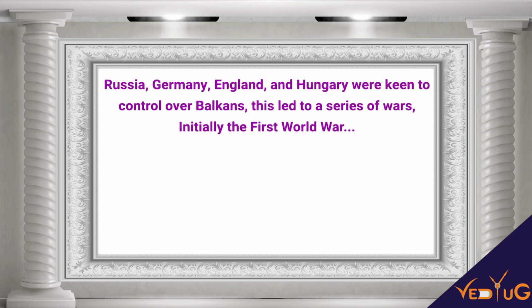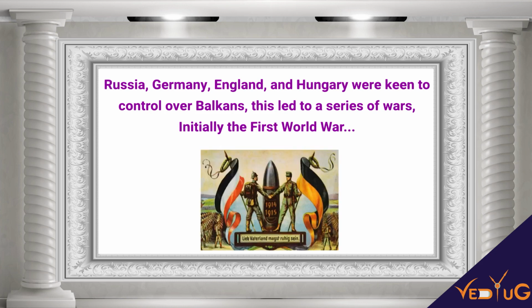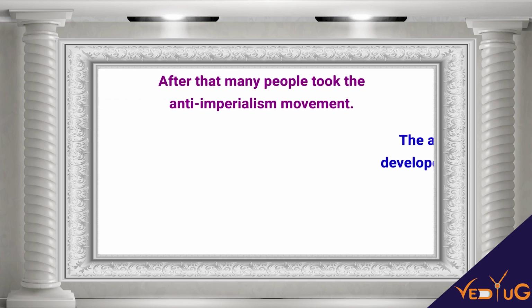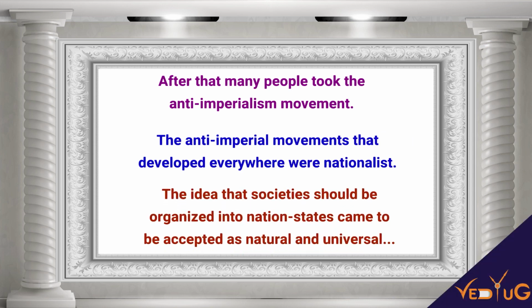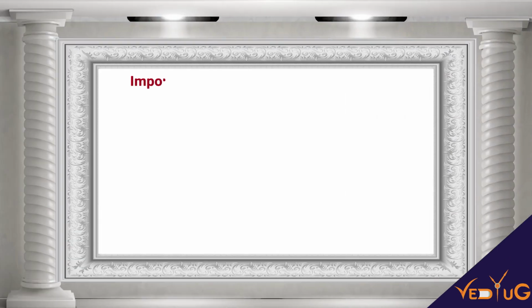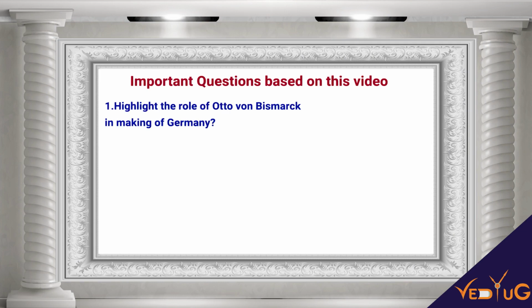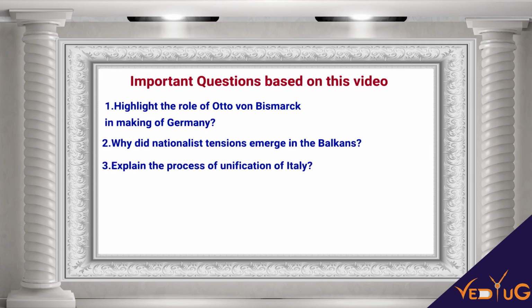Big nation states like Russia, Germany and England tried to capture the Balkan region, which resulted in the First World War. After that, many anti-imperialist movements took place everywhere by nationalists, and the idea of the nation-state got accepted as natural and universal. So, in this way, we have seen how the idea of nationalism and the nation-state spread all over Europe during the 19th century and what revolutions had taken place in Europe.